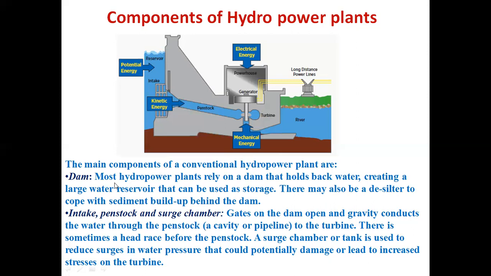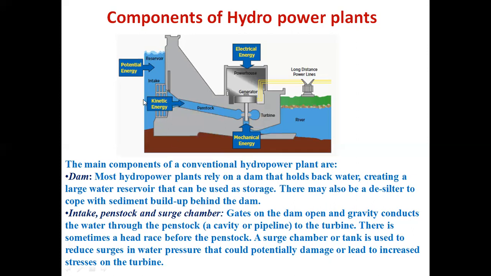As far as dam is concerned, most hydropower plants use a dam that holds back water, creating a large water reservoir that can be used as storage. Actually, in order to assure that a sufficient amount of water for power generation is available throughout the year across a river, a dam is constructed. It holds back the sufficient amount of water and that is used for generation of the electricity.